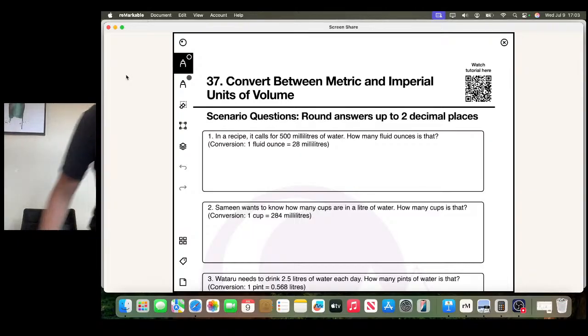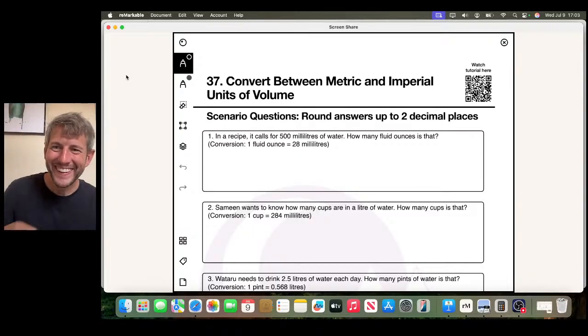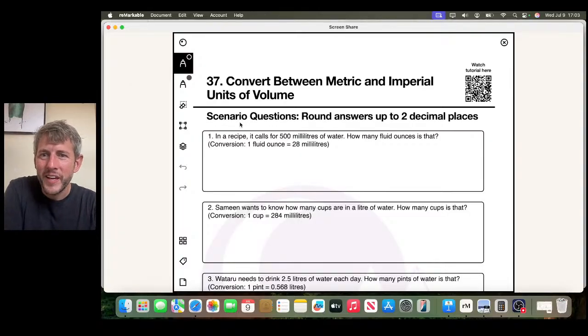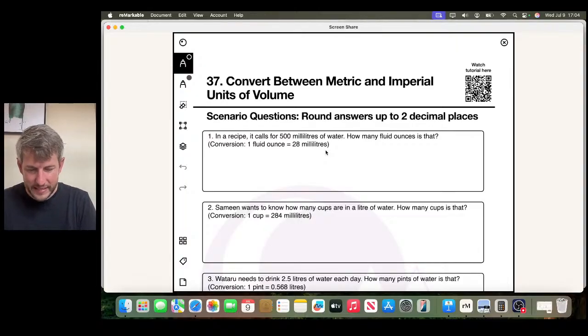Okay, right. Let's get started. Right, so here we go. Question 1 says, in a recipe, it calls for 500 millilitres of water. How many fluid ounces is that? So 1 fluid ounce equals 28 millilitres. Okay, so let's work this one out. So 500 millilitres we want. So I'm going to utilise what they've done there already. So we need to get from 28 to 500.